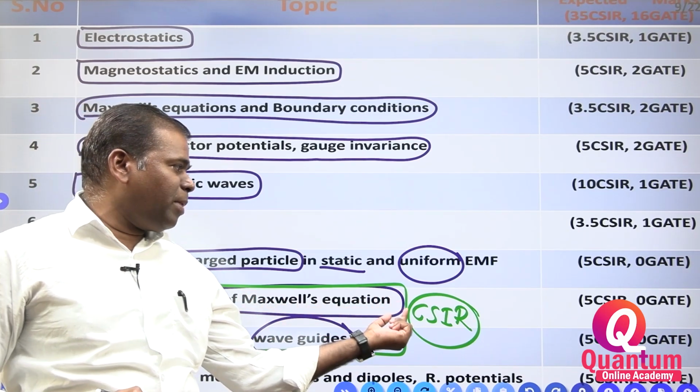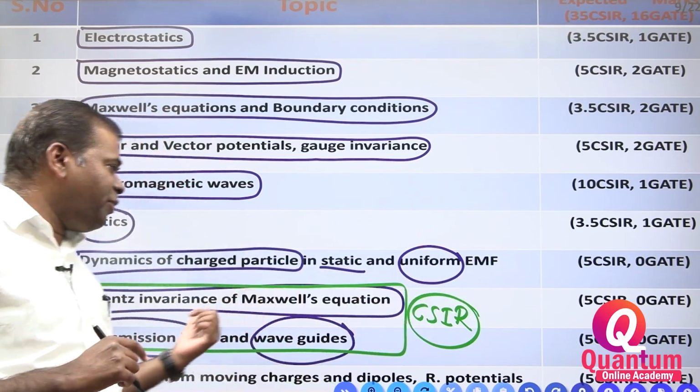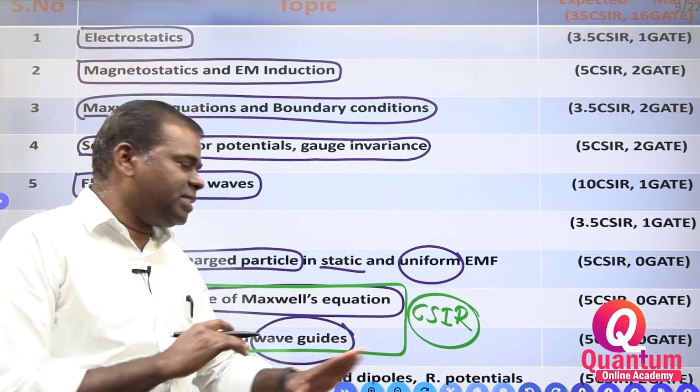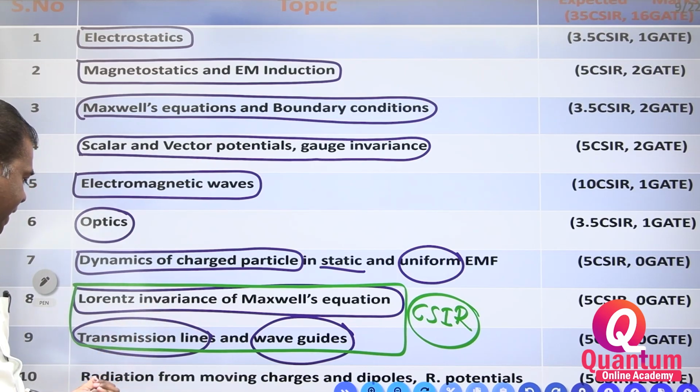Lorentz invariance of the Maxwell equations: this syllabus is only for CSIR. Transmission lines and waveguides: this syllabus is only for CSIR. There is no syllabus for the GATE examination.